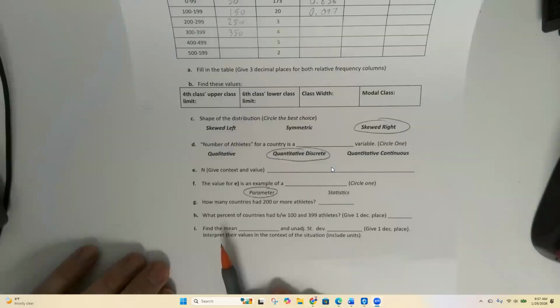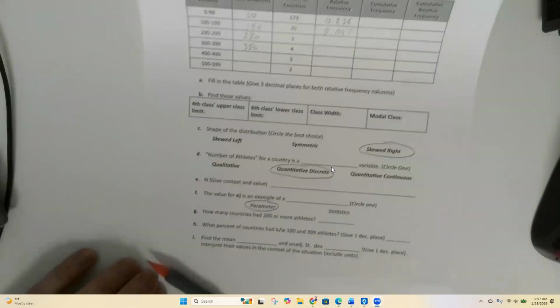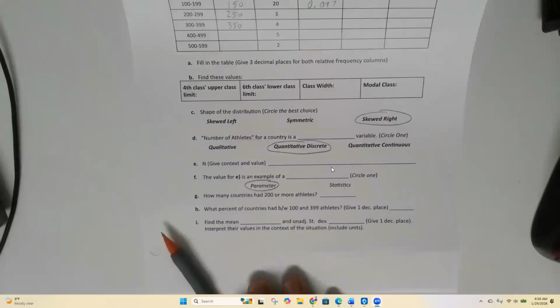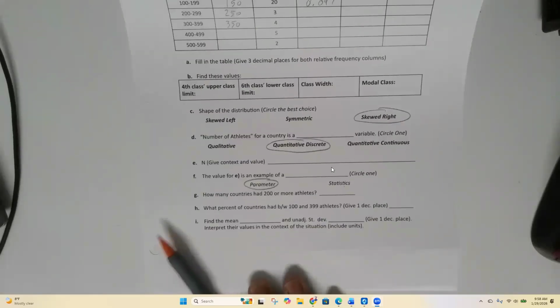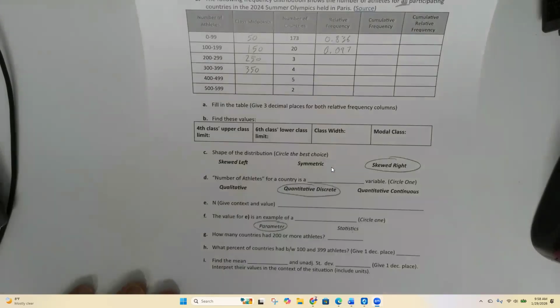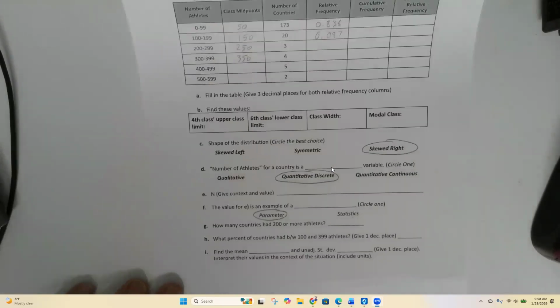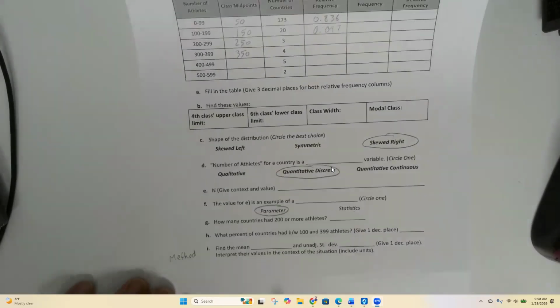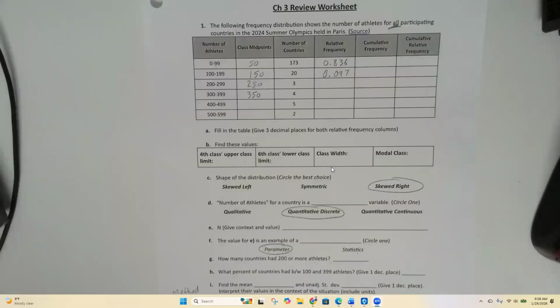Down here for question I, find the mean and the unadjusted standard deviation. Mean and unadjusted standard deviation for this frequency distribution. There are three methods that we're going to talk about in this class to calculate mean and standard deviation. So which method is this?